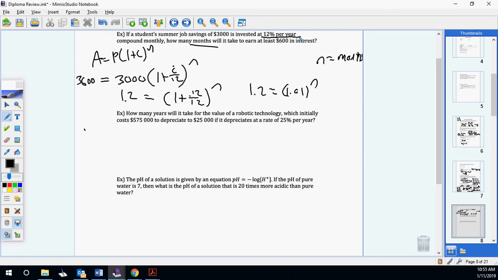You guys good? Okay, so 1.2 equals 1.01 to the n. We can use logs to solve. This one we can change the base, it doesn't matter. It's going to end up being log of 1.2 over log of 1.01. And n ends up being 18.3 months, so 19 months. They round up again.